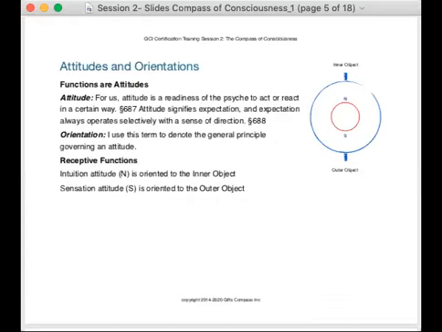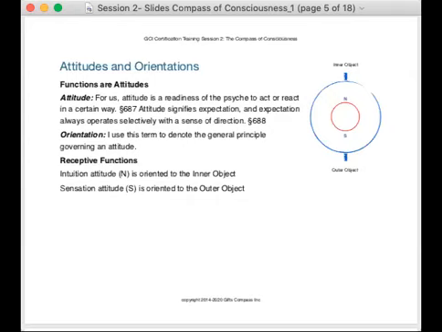Jung says, "For us, attitude is a readiness of the psyche to act or react in a certain way. Attitude signifies expectation, and expectation always operates selectively with a sense of direction." For orientation, he wrote, "I use this term to denote the general principle governing an attitude. Every attitude is oriented by a certain viewpoint, no matter whether this viewpoint is conscious or not." A thinking attitude is oriented by the principle of logic as its supreme law. A sensation attitude is oriented by the sensuous perception of given facts.